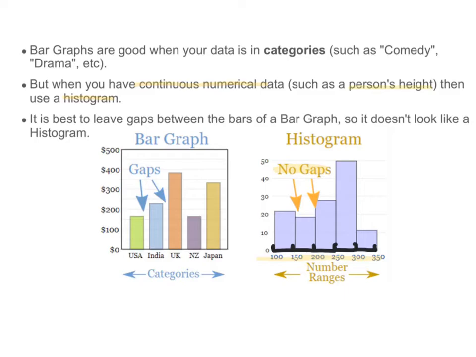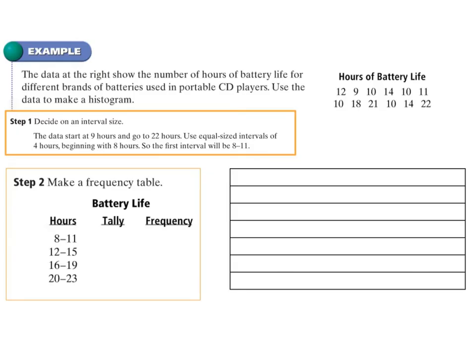Now, in order to construct a histogram, it says the data at right shows the number of hours of battery life for different brands of batteries used in portable CD players. Use the data to make a histogram. So first you have to determine the interval size, and then starting at 9 hours, you're going to create your intervals by figuring out where the numbers would go.